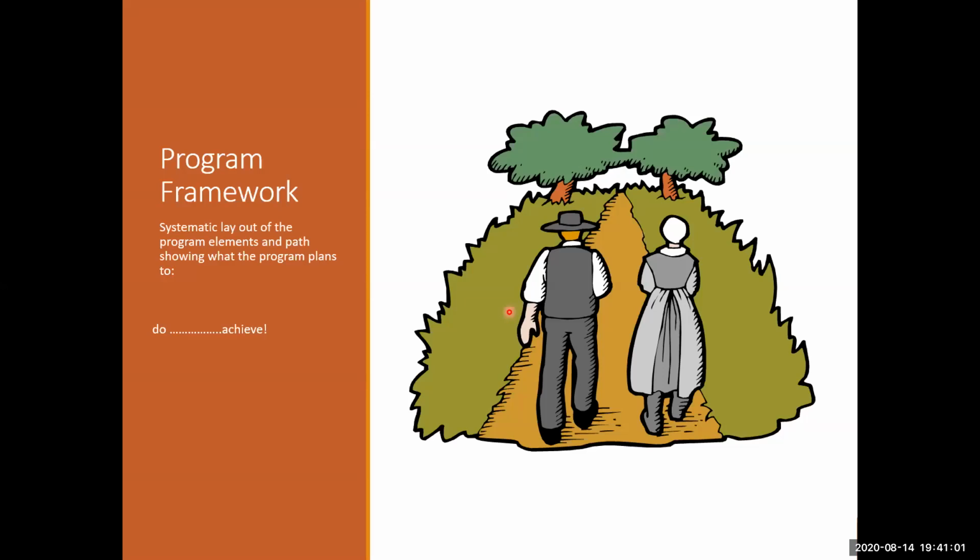Layout of the program elements and path, your road. If you want to talk about corporate work or any general work, you call it the vision. The vision of the project. I want to achieve this objective. I want to achieve these goals. I want to achieve this vision after I complete my project. Your vision is inside it. Okay, a systematic layout of the program elements and path showing what the program plans to do and achieve. So the activity, and your output and the outcome.